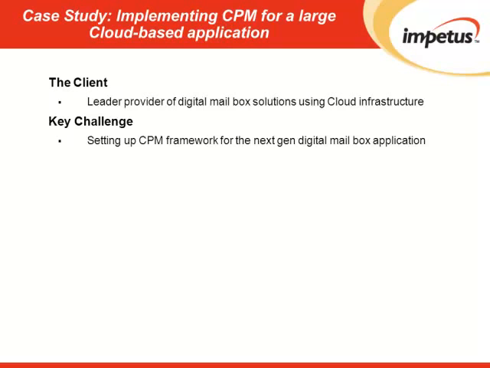Impetus first set up a team of performance architects and engineers to define and implement a continuous performance management strategy. The team started with capturing the non-functional requirements during the initial design phase of the application. Now, this involved defining expected user and transaction volumes, user concurrency, and interfacing with third-party systems, and so on.